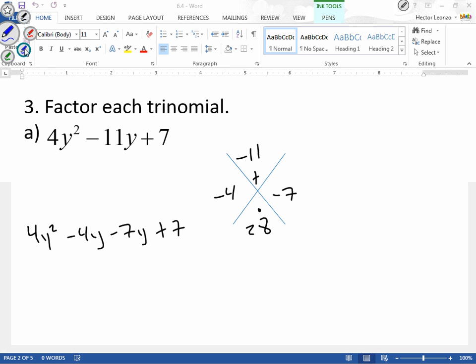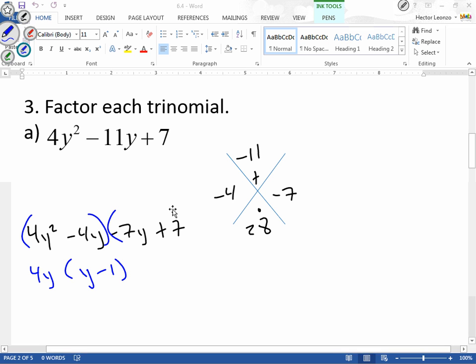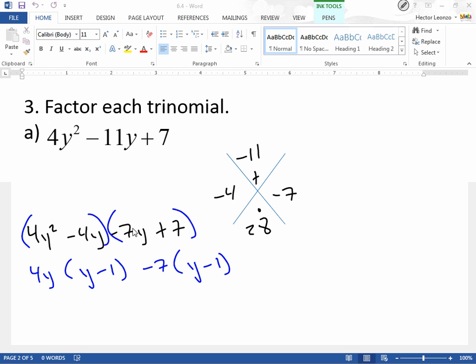Let me factor out on the first two terms. Let me factor out a 4y, so I'm going to have y minus 1. On the second group, let me factor a negative 7 out of it, so I'm going to have y minus 1. Once again, we want our parentheses to match. So that's why I factor a negative 7, not just a positive 7. All right, so my factors are y minus 1 and 4y minus 7.